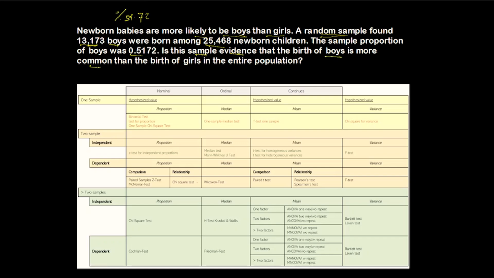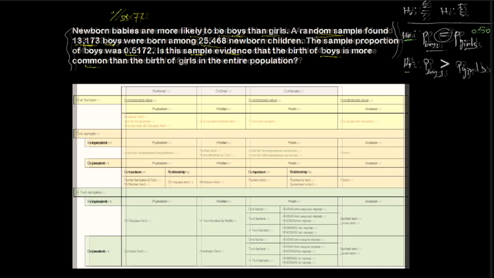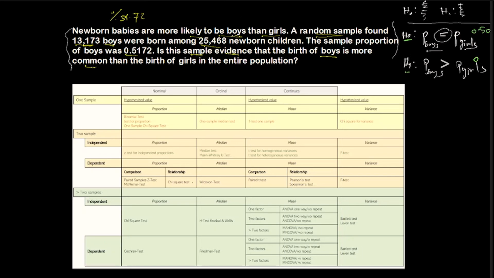We know now always that the H0, or the null hypothesis, is about equality, maybe with larger or less. And the alternative hypothesis is always about non-equality, larger or maybe less. I can easily say the null hypothesis: the proportion of boys is equal to the proportion of girls. Now, the alternative says the proportion of boys is larger than the proportion of girls. Maybe we could say more officially that the proportion of boys is equal to 0.5. The alternative would be the proportion of boys is larger than 0.5.